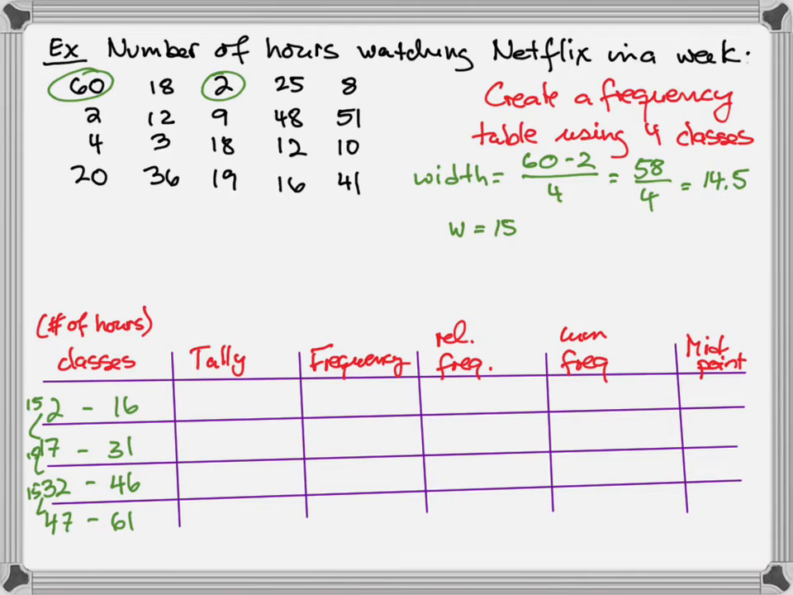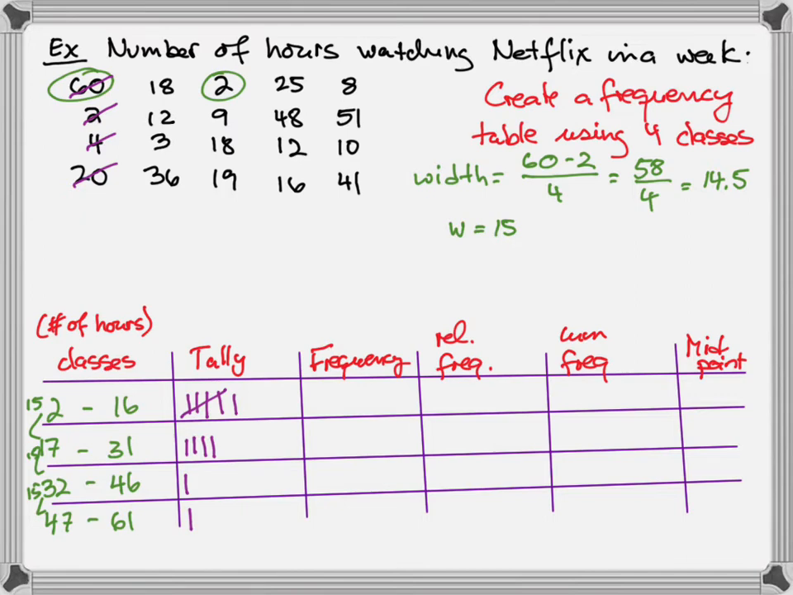Now comes the hard part. We have to tally how many of these raw data values fall into each class. So I'm going to start with 60, and I tally them here. 60 will fall in the last class. I'm going to cross it out. Then I go to 2 in the first one, 4 in the first one, and 20 falls into the second one. Then I do 18, 12, 3, and 36. 2 falls into the first one, 9 falls into the first one, 18 into the second, 19 would be in the second class as well.